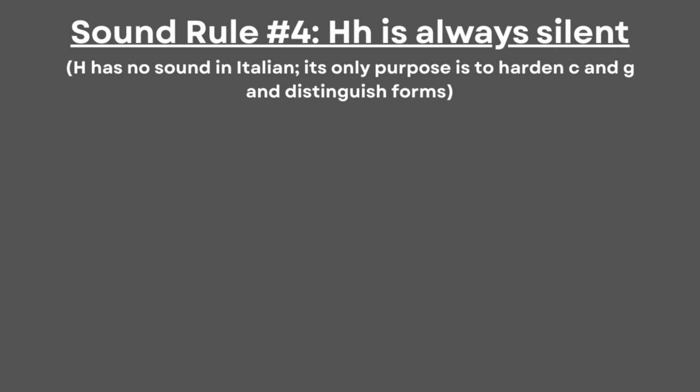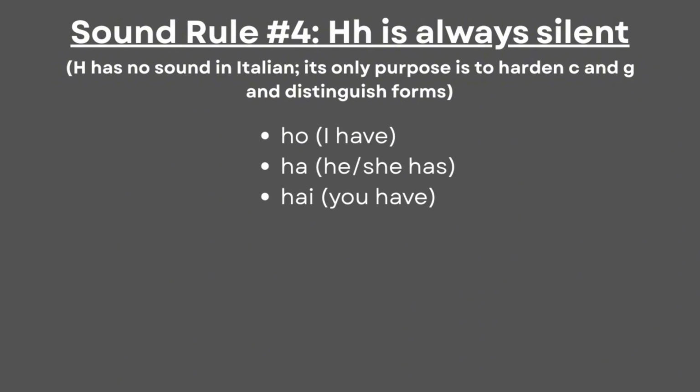The fourth rule is that H is always silent and has no sound. Its only purpose is to harden c and g and to distinguish the forms of verbs, like in the phrases o, a, ai.